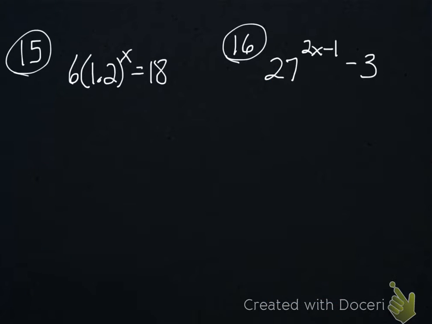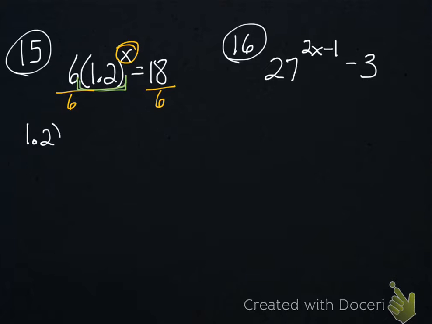Number 15. Is the exponential part by itself? Remember, we want to get x by itself. That means this entire exponential part has to be alone. So I need to get rid of the 6 out front. We're not going to subtract it because it's multiplying. We need to divide both sides by 6.